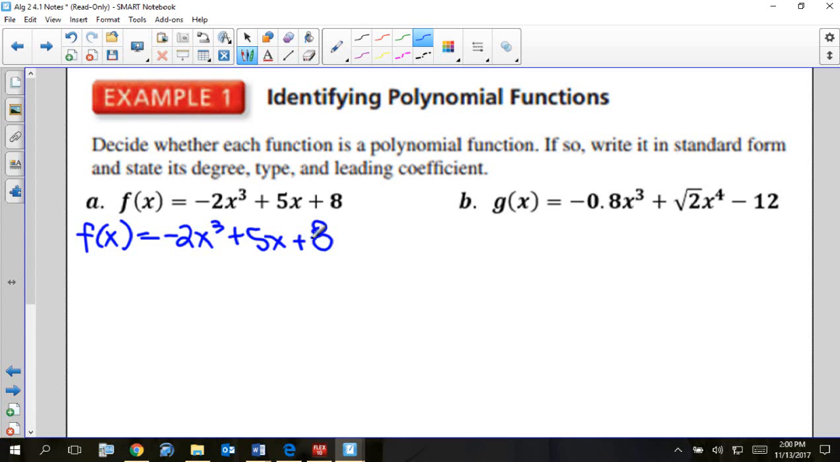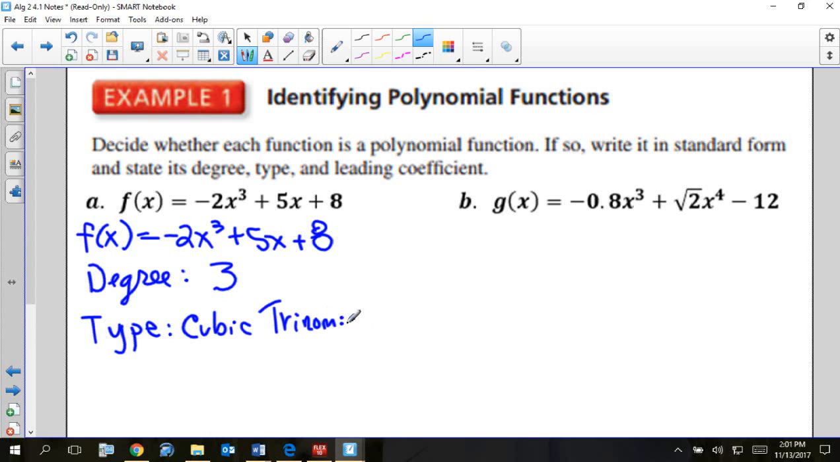Next thing we need to do, if it is a polynomial, we need to state its degree. So what is the highest amount of variables in that first term? 3. So the degree is 3. Then we have to talk about its type. What kind has a degree of 3? Cubic. Also, how many terms does it have? 3. So it is a cubic trinomial.